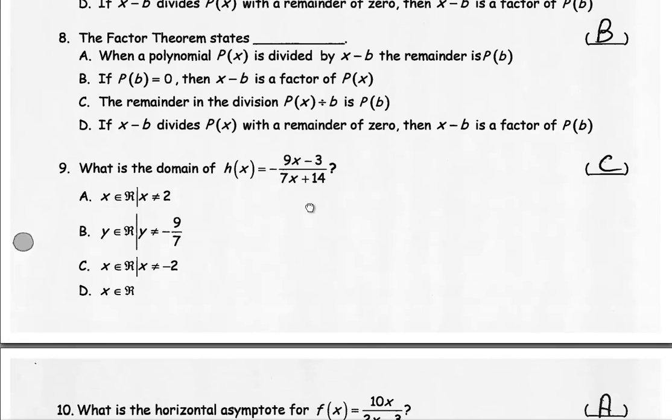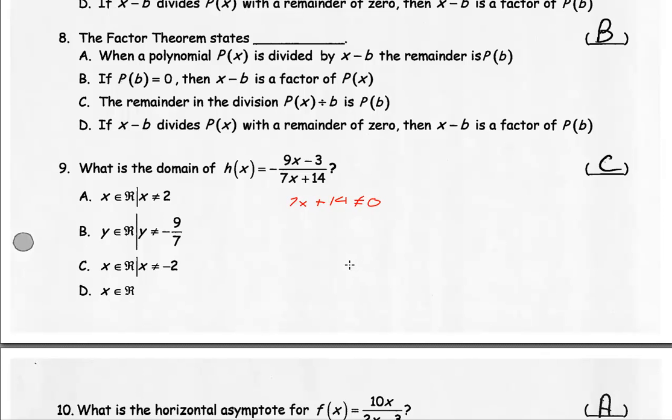For question number 9, what is the domain of this function? The domain is the entire set of real numbers for a rational function, except there can be some restrictions. There can be values that make the denominator have a value of 0, and you can't divide by 0, so that would make the h of x value undefined. And so we would get those by solving. We would set the 7x plus 14 so that it cannot equal 0.